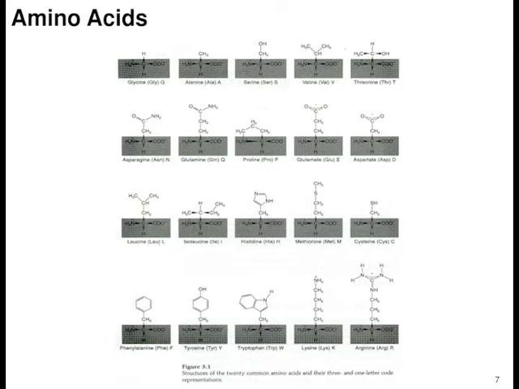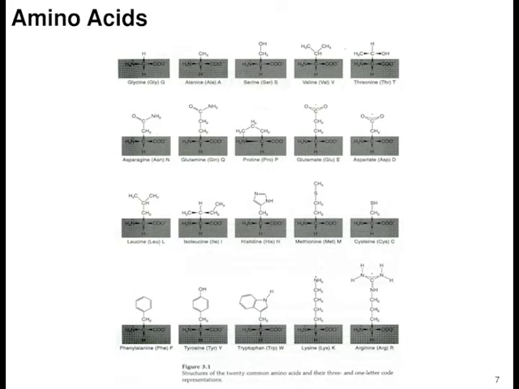Okay, so another fun fact: 19 amino acids are chiral, and all the amino acids have the S configuration except for one, cysteine. Cysteine is the odd one out. All amino acids have the S configuration except for cysteine. Cysteine has the R configuration.